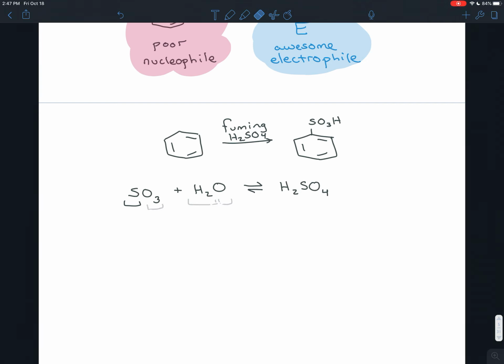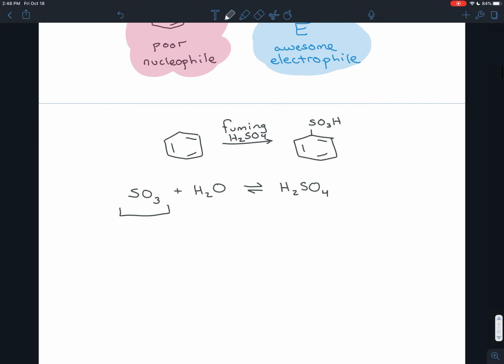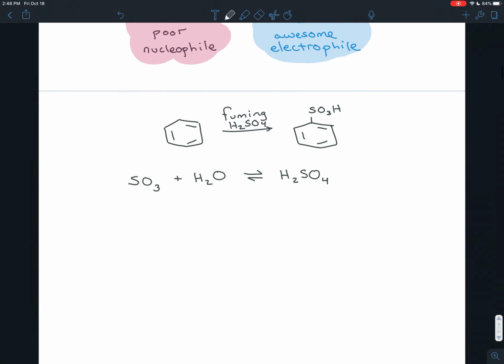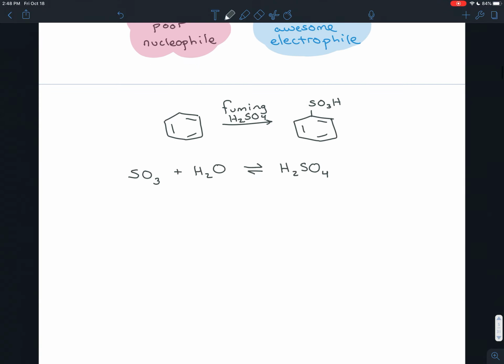And so if you just bubble sulfur trioxide gas, this SO3 gas, through water a lot, you'll get pretty concentrated sulfuric acid. But in addition to the sulfuric acid, that'll exist in equilibrium with sulfur trioxide gas and water. So you'll have all three of those species present in fuming sulfuric acid. And it's actually the species on the left that are going to be responsible for this next reaction. Let's take a look at that sulfur trioxide. It looks a little bit like this.